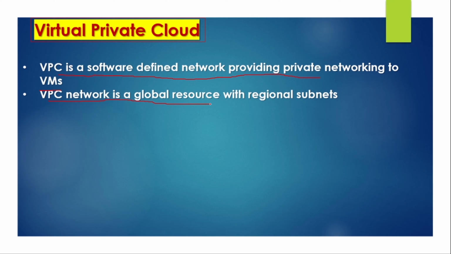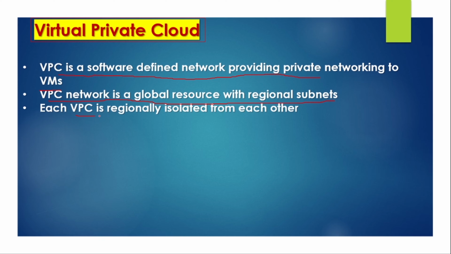VPC network is a global resource with regional subnets. If you are familiar with networking concepts, you must know that it is possible to create multiple subnets as a part of a VPC. So VPC is a global resource, which means you can create a VPC that is visible from any of the regions that you have in GCP. And beyond that, you can create a subnet per region, which is going to be attached to the same VPC. And that gives you a lot of flexibility, power, and ease of use.